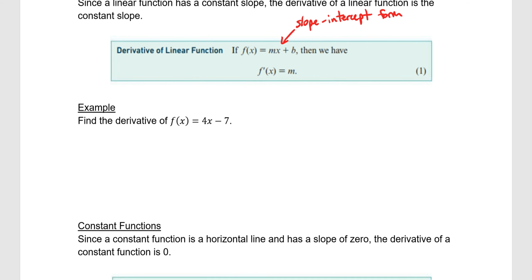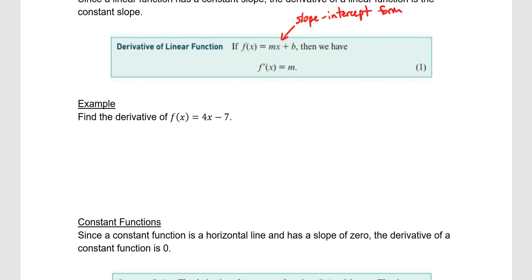So let's see this example here. We have find the derivative of f of x, which is 4x minus 7. So the derivative f prime of x equals the slope. The slope is 4, so that means the derivative is just 4. So no matter what point, what interval we're on, the derivative of this function is 4, meaning the slope at any point on this line is 4.